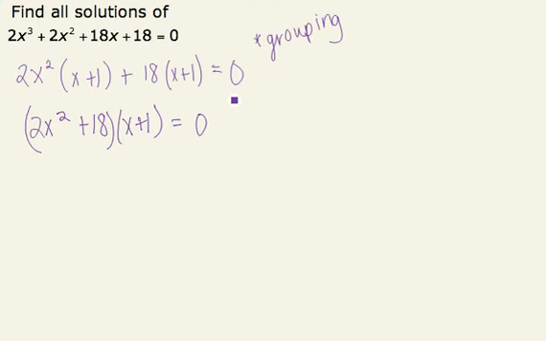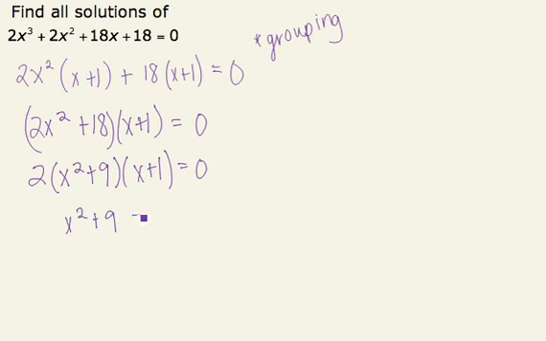This still equals 0. Now looking at the first two terms, 2x squared plus 18, I realize I can pull a 2 out of both of those, leaving x squared plus 9, still times x plus 1. Now I'm going to look at each term and set it equal to 0. Now 2 isn't really a term. I could divide everything by 2 and get rid of it, but instead I'm just going to set x squared plus 9 equal to 0 and x plus 1 equal to 0.